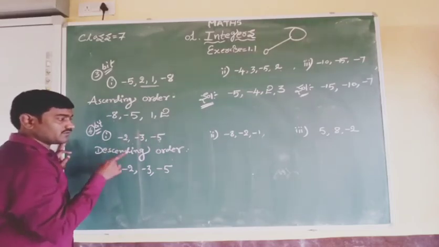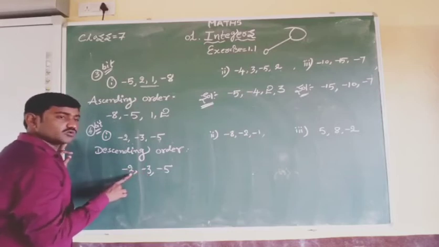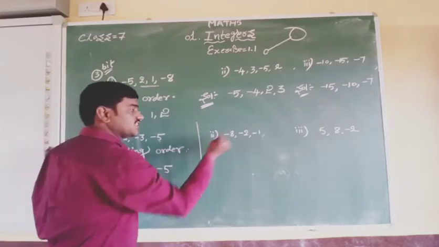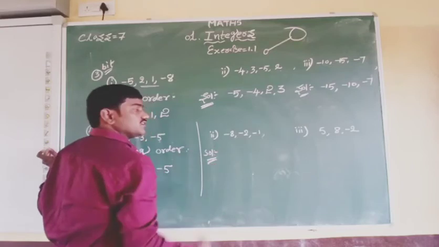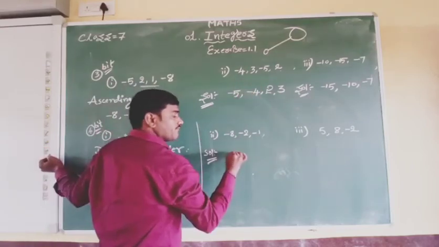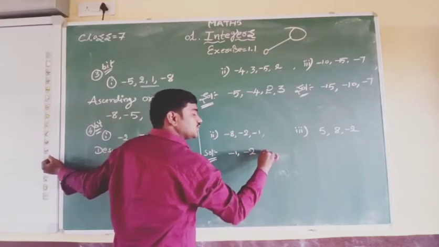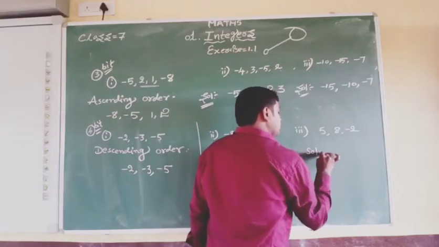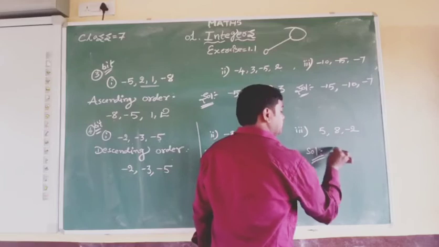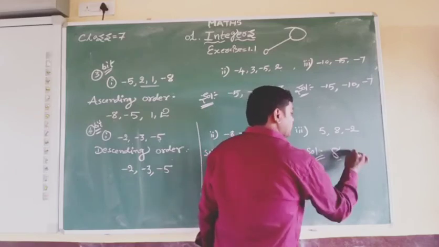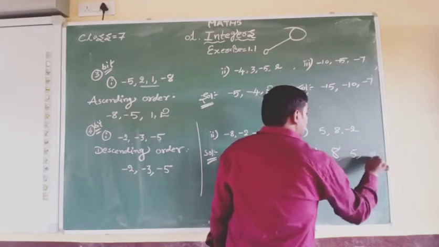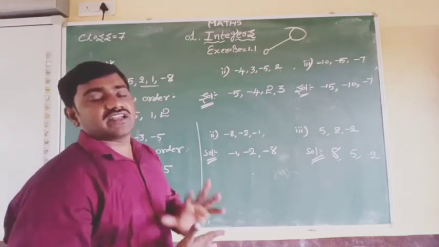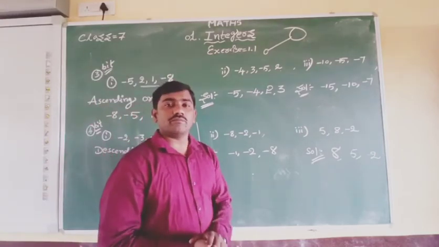Minus 2 is the biggest one. Minus 3 is smaller than minus 2. Minus 5 is smaller than these two numbers. Yes. Let us see here, descending order. Biggest one, minus 1. Thereafter, minus 2. Thereafter, minus 8. Here, the biggest value is, I know you can compare here, first positive numbers are the biggest numbers. That is plus 8. Thereafter, 5. At last, minus 2.